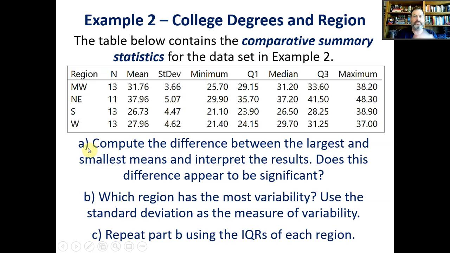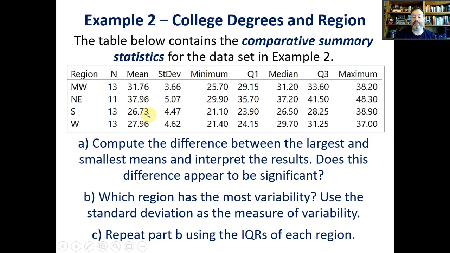So for part A here, compute the difference between the largest and smallest means and interpret the results. Does this difference appear to be significant? All right, let's check it out. The largest mean is in the Northeast. We can see that here. And the smallest mean is in the South. So you just take this mean minus this mean.